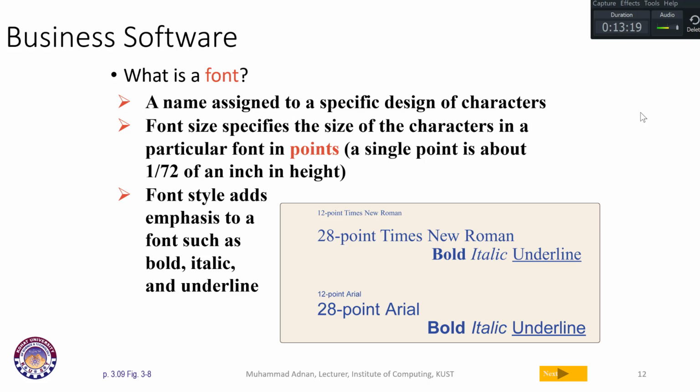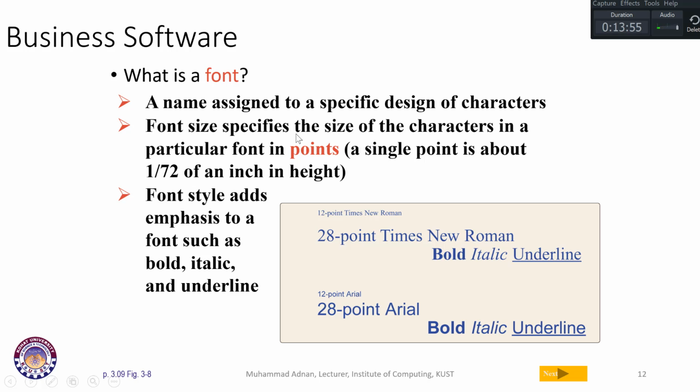So now what is a font? You have to be sure about what a font is, what exactly it means. So a font is a name assigned to a specific design of a character. So for example, this is 28 point Times New Roman. So Times New Roman is a font. Arial is a font. It's like bold, italic, underline. So giving different shapes to text is called font.